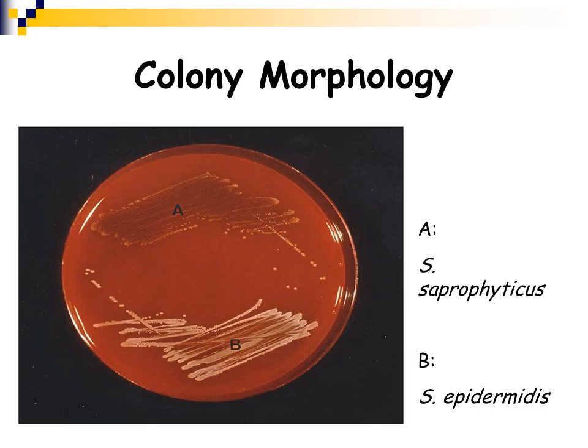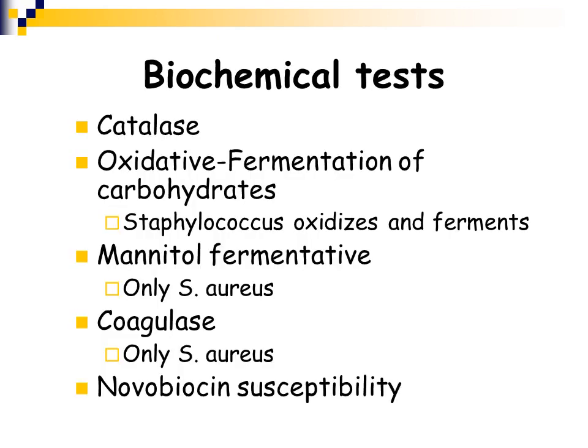Here is Staphylococcus saprophyticus on the top, or in A, and Staphylococcus epidermidis in B. So you can see that even though they're both coagulase negative staph organisms, they both look slightly different on sheep blood agar. The biochemical tests that are used to differentiate the Staphylococci are Catalase.